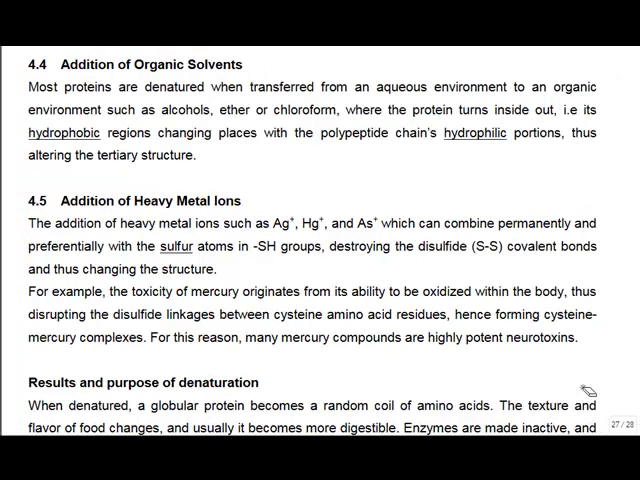Another way of denaturing protein is by adding heavy metal ions. Heavy metal ions have strong affinity to sulfur atoms inside the protein, and this can cause the protein to lose their disulfide bonds and result in the change of the structure of protein.